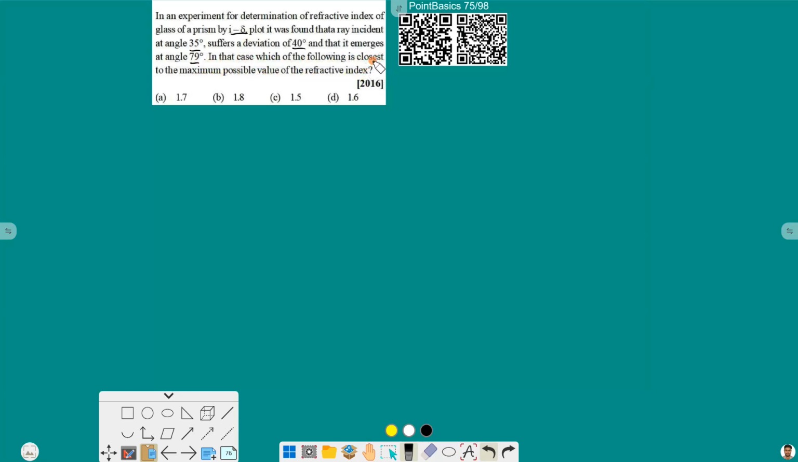So we know that for a thin prism, we have a relation that delta m is equal to mu minus 1 into A. But for a normal prism, we have the relation that mu is equal to sine of A plus delta m by 2 divided by sine of A by 2. Now delta can be calculated using I plus E minus A.